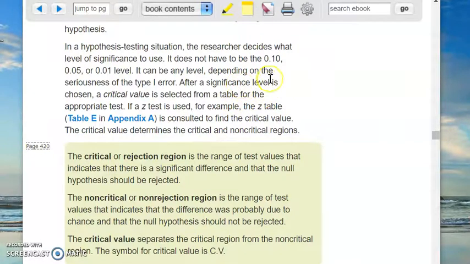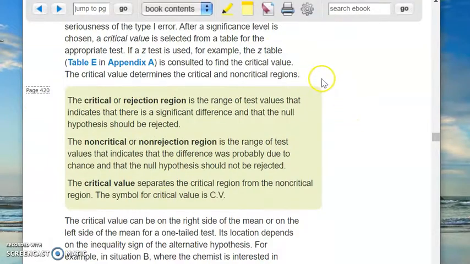Then after you pick the significance level of, say, 5%, you pick a critical value out of the appropriate test. For example, if you use the Z test, the Z table is consulted to find the appropriate critical value. The critical value determines the critical and non-critical regions. So this is all very algorithmic in the sense that you decide ahead of time certain things: what kind of test you use, what level of significance you want, what your null hypothesis is, and so forth. You decide all that stuff ahead of time, but once you decide that, then everything else comes from those decisions.